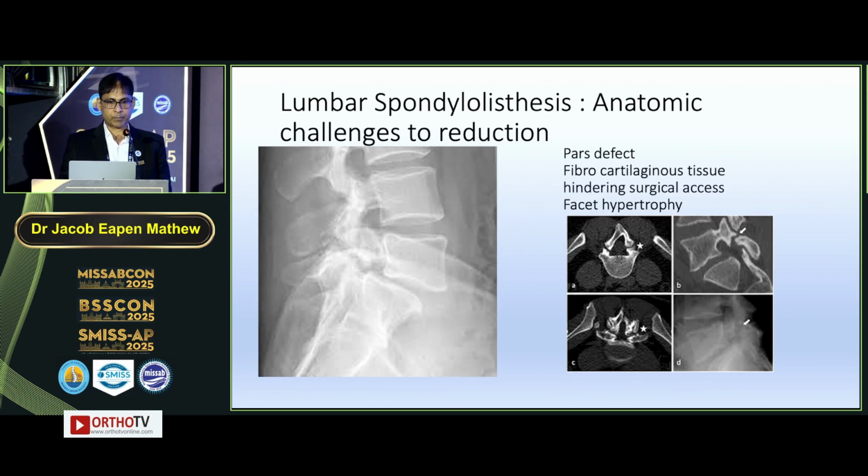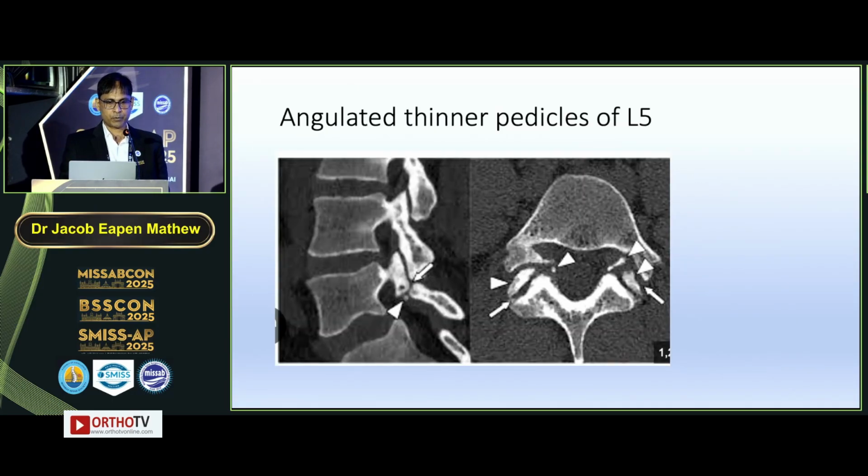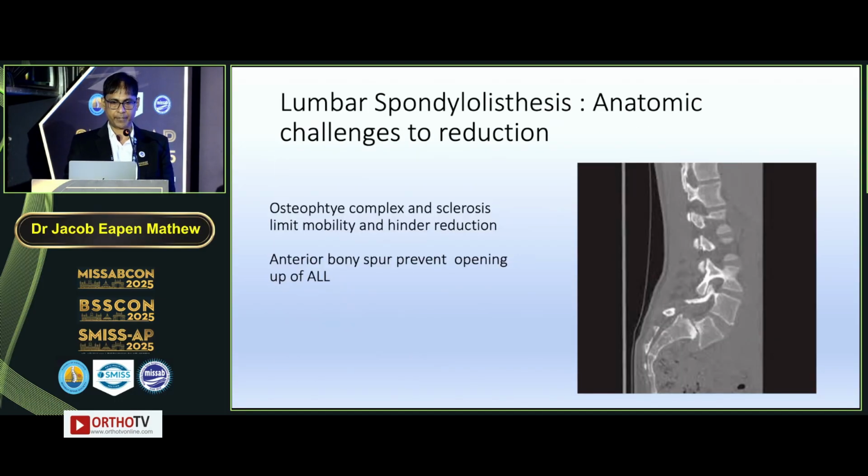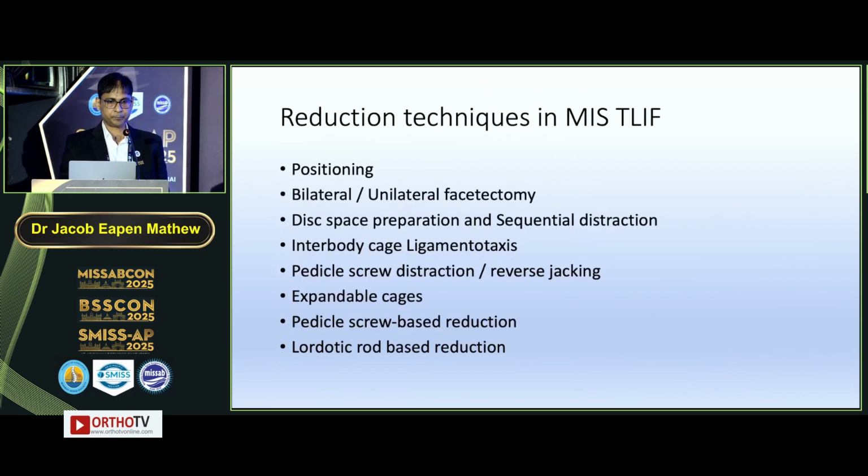Some of these patients also have a pars defect and facet hypertrophy, and because of that there is fibrocartilaginous tissue which impairs surgical access. The pedicles also sometimes can be very angulated and thin, and your pedicle screw application has to be extremely accurate. Also there is an osteophyte complex and bony spurs which further hinder your reduction.